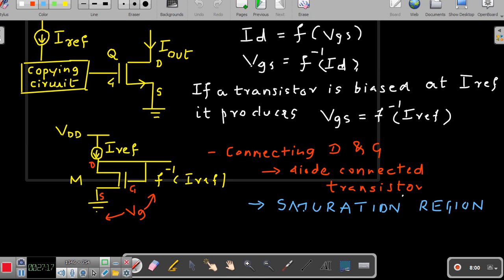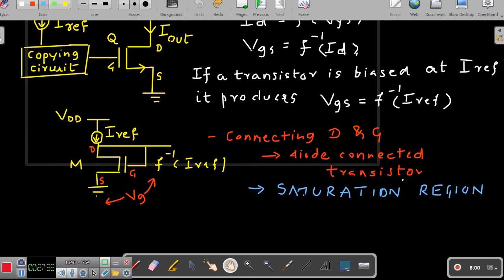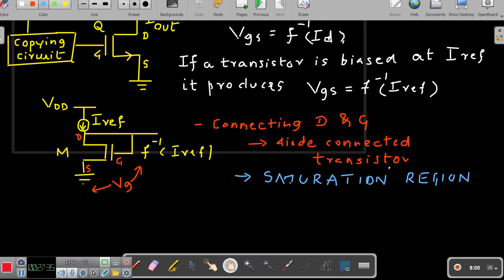So this is called a diode connected transistor. Diode in the sense that this point D is directly connected to G. It is acting as a forward biased diode. Okay, so now with this we will proceed further. If a transistor is biased at I reference, it produces VGS, which is of course equal to the inverse function of I reference.